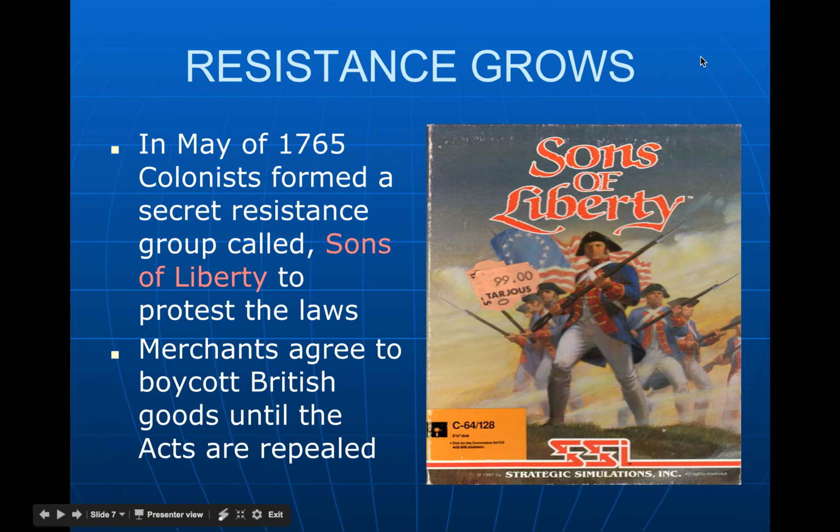So because of the taxes and the Proclamation of 1763, you have a strong resistance movement that grows within the colonies. And in May of 1765, a secret group known as the Sons of Liberty are formed to protest these laws. And in addition, merchants in the colonies agreed to boycott any British goods. And that means that they were going to not purchase any British items that were imported into the colonies until those acts were repealed or taken away.